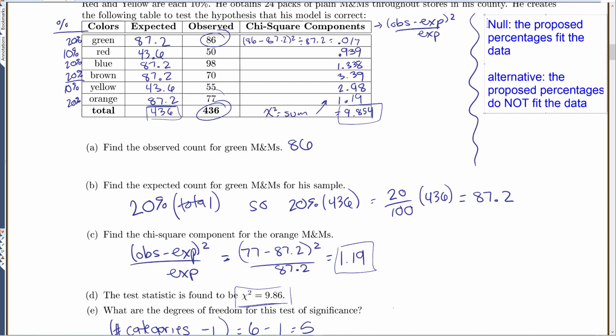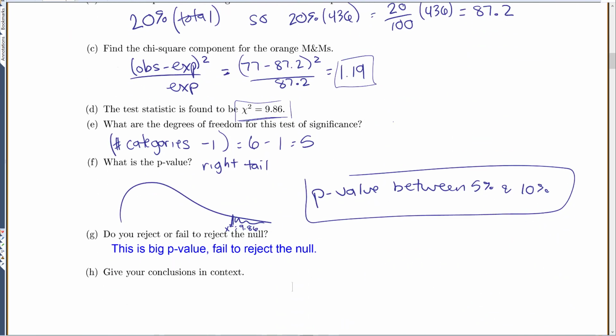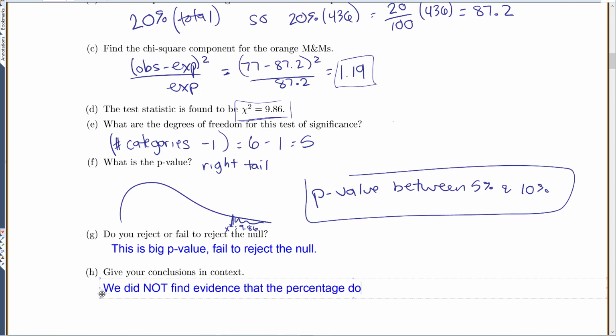In our case, it says he fails to reject it, which means that his percentages might actually fit it. But let's write it correctly. So when you fail to reject the null, you say something like, let's emphasize this, we did not find evidence that the percentages do not fit the data. Okay, I know that's double backwards.